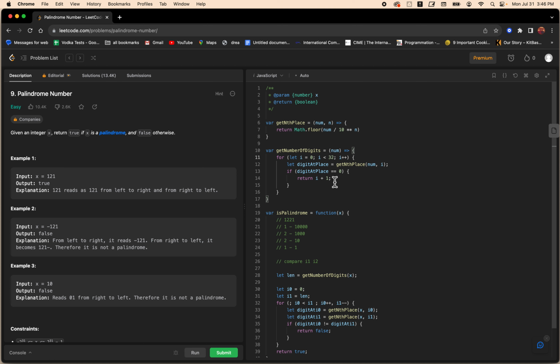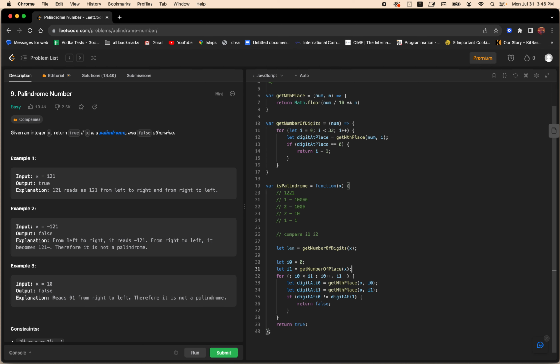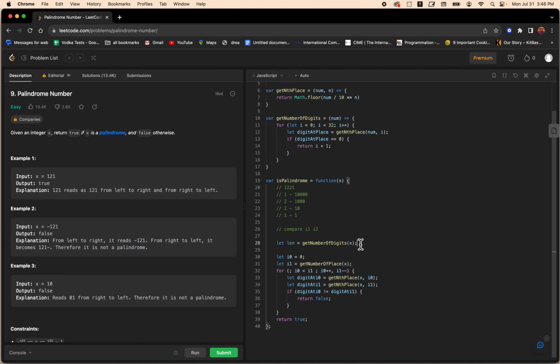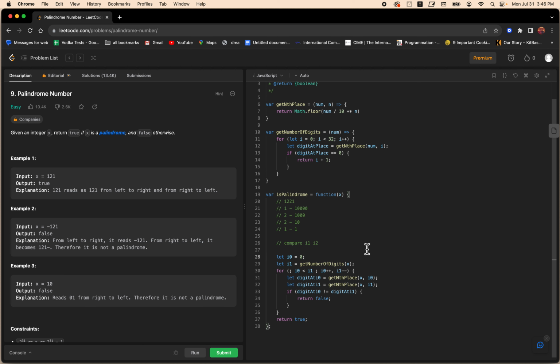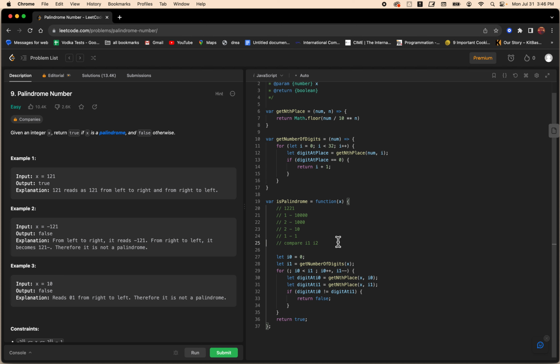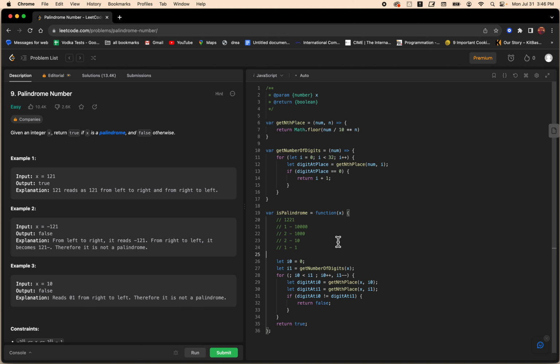So here's a little question I have in terms of edge cases. If I put this, right, get number of places X, okay. What am I doing here? Get rid of this. What am I saying? Digits. Okay, right. Yes. It's making more sense now. Starting to come together. Get nth place.